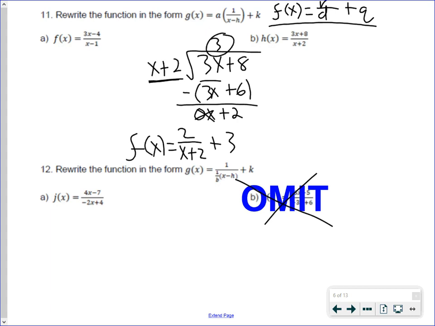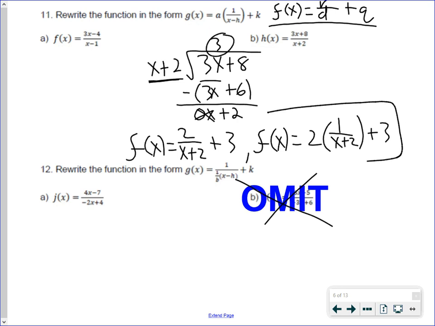Okay? So that's our function, but the only problem is we can't have an a value in the top. We can't have anything on the top. It has to be 1. So again, we can just pull it out to the front, and we get that f of x is going to equal 2 times 1 over x plus 2 plus 3. Right? Because 2 times 1 over x plus 2 is the same thing as 2 over x plus 2. So that's the answer to 11b.